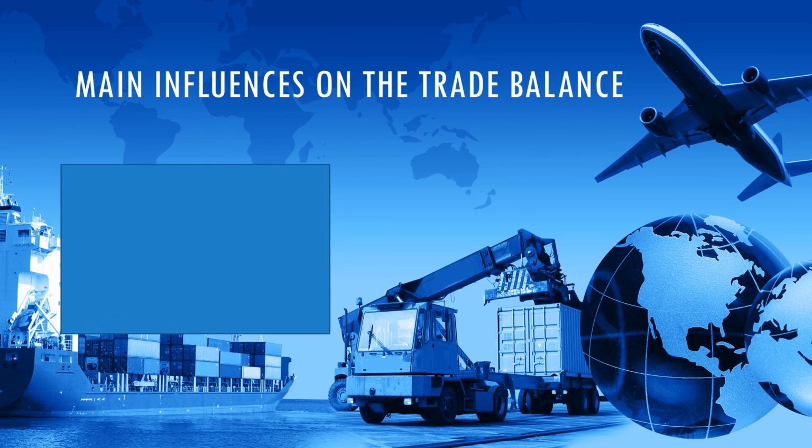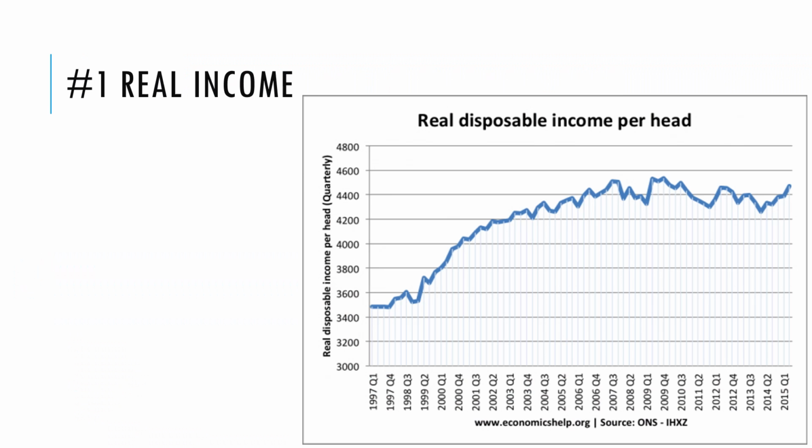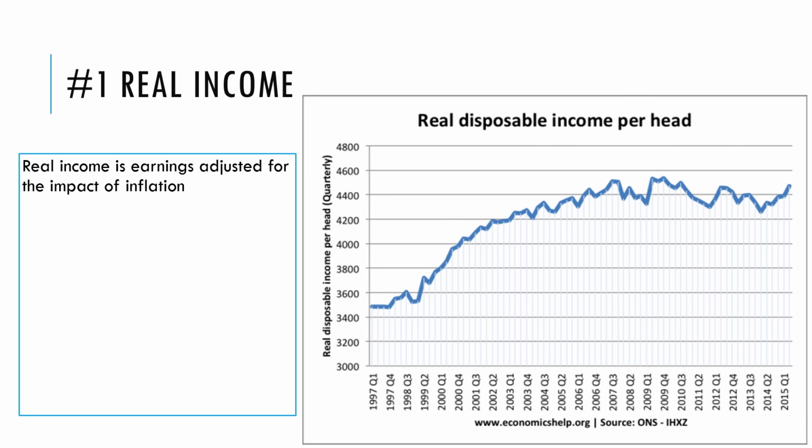So there are 5 main influences on the trade balance that we need to be aware of. And we're going to go through these 5 in turn. Let's start off with number 1, which is real income. Now, real income is earnings adjusted for the impact of inflation.